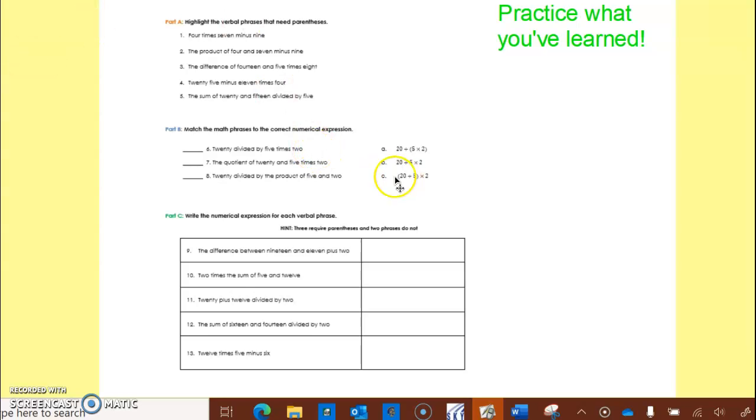Part B, similar to what we just did, you're looking at very similar phrases and matching them up correctly according to which ones you put in parentheses, which ones you don't, and some don't even need them. So there's 3 matching here in the middle. The bottom part, you're writing a numerical expression for each verbal phrase that you see. So you're using that keyword chart and you're finding the operational words and writing it there for me. Just as a hint, 3 require parentheses and 2 phrases do not.